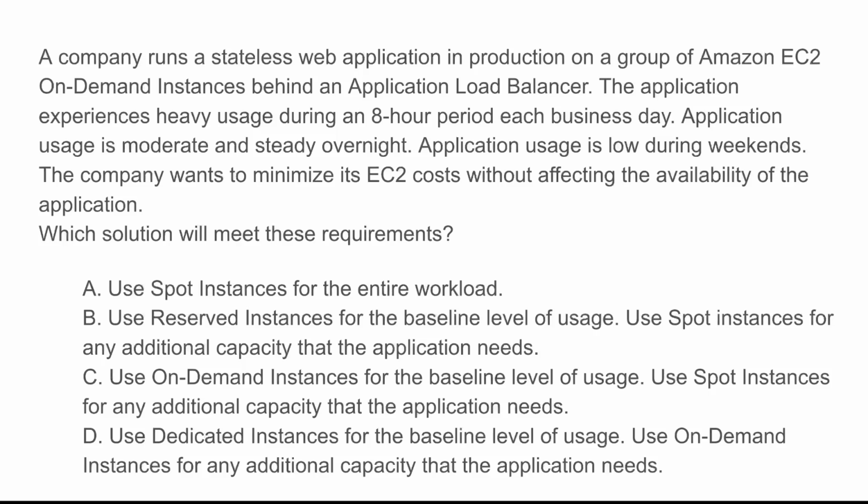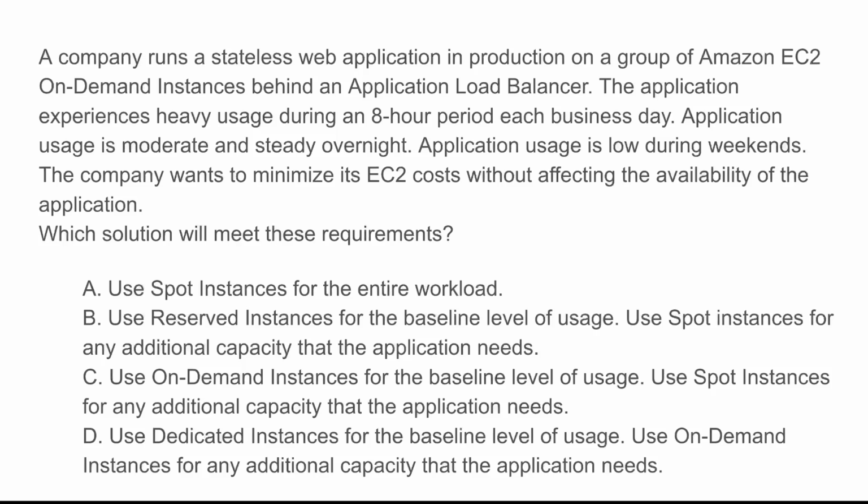Option B uses reserved instances for baseline usage plus spot instances for additional capacity. Now, reserved instances provide cost savings for predictable workloads, and spot instances handle fluctuating demand cost efficiently and effectively. And this balances cost and availability, so it's the best choice so far.